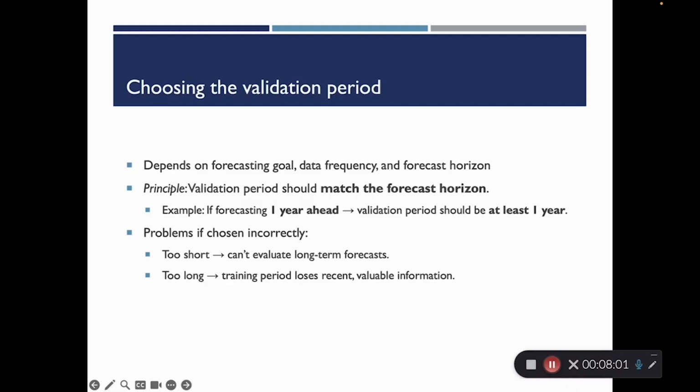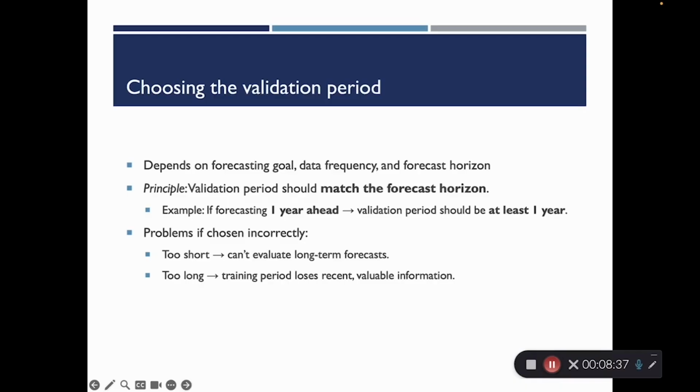The key principle is very simple. The validation period should mimic and imitate the forecast horizon. That way we can properly evaluate how the model performs for the type of forecast we plan to use it for. In the Amtrak ridership case, if our goal is to forecast the next year, then the validation period should be at least 1 year long, so 12 months.